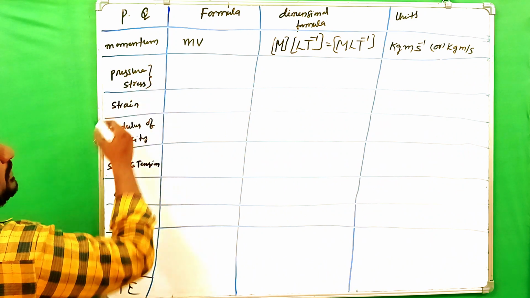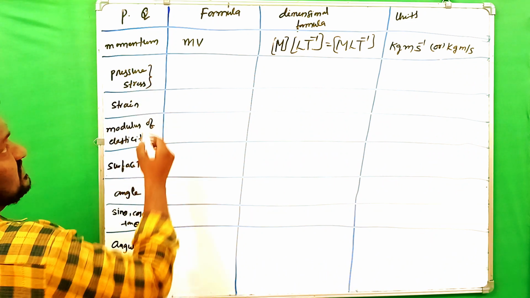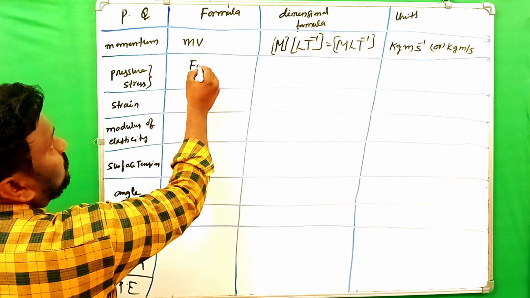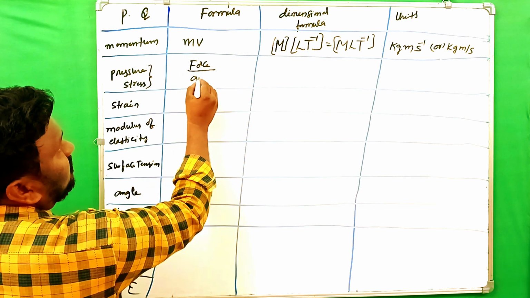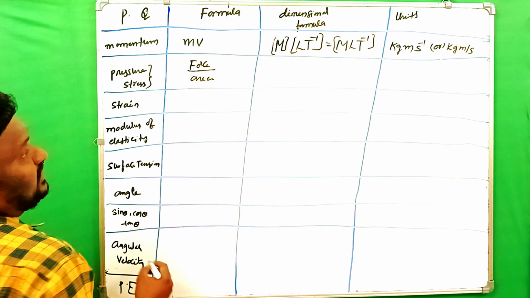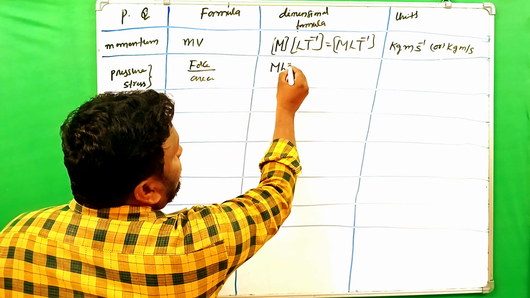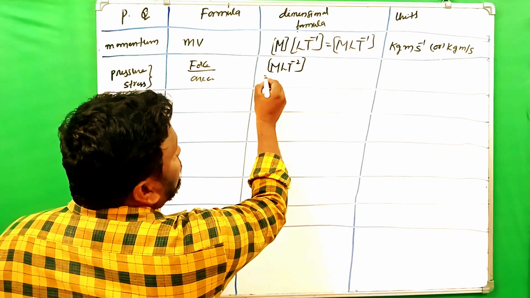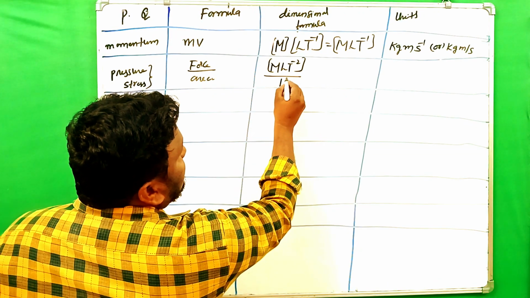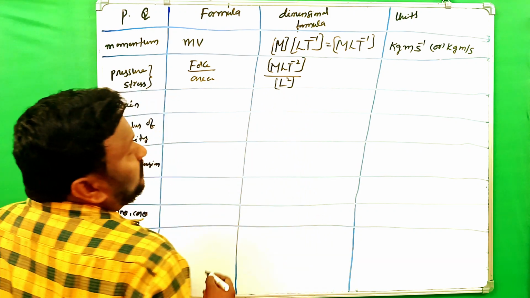Next, pressure and stress. For both, the dimension formula is the same. Formula is force per area. Already we discussed that for force, M L T inverse 2 is the dimension formula. For area, L square. Clear?